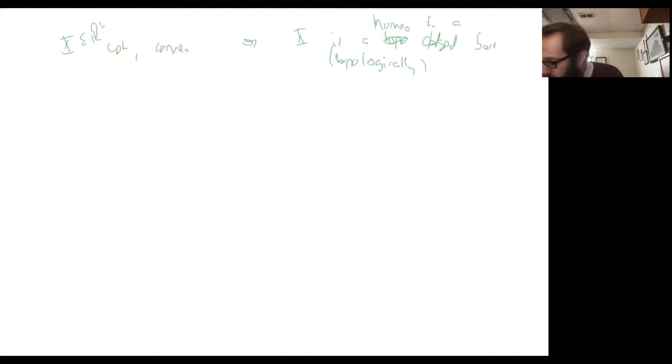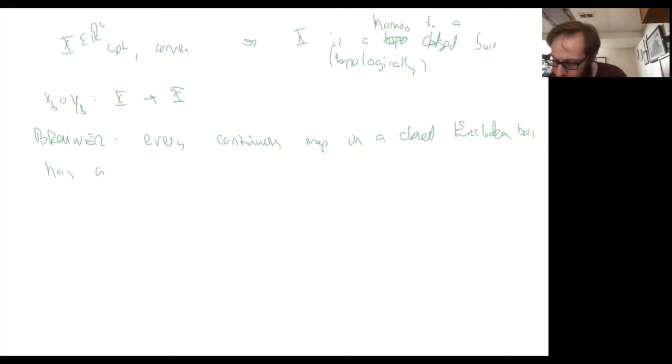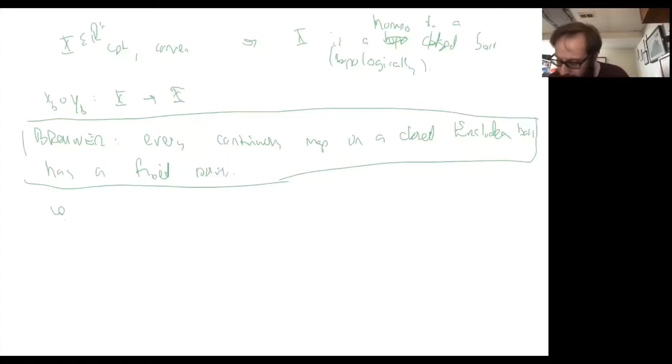And so if I compose x_B with y_B, I get a map from X to itself. And whenever you have a continuous map from a closed Euclidean ball to itself, that continuous map always has a fixed point. So there's Brouwer's theorem: every continuous map from a closed Euclidean ball to itself has a fixed point. In particular, I can find some strategy x naught such that x_B of y_B of x naught is x naught. And so I'm going to set y naught to be y_B of x naught.